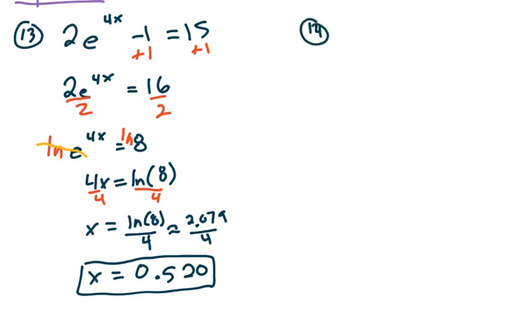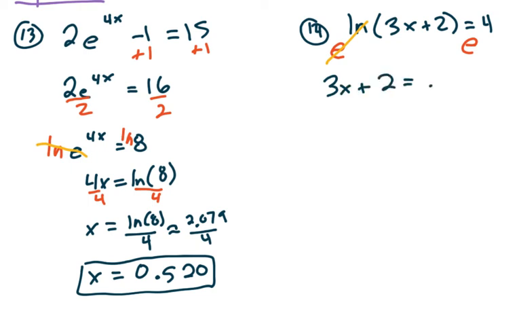And then we'll do one with a natural log, and we will call it for the day. So let's do the natural log of 3x plus 2 equals 4. So here on the left, the natural log is already by itself. So to cancel out natural log, we use e. So on the left side, e and natural log will cancel out. So I'll just have 3x plus 2. And this will equal e to the 4th.